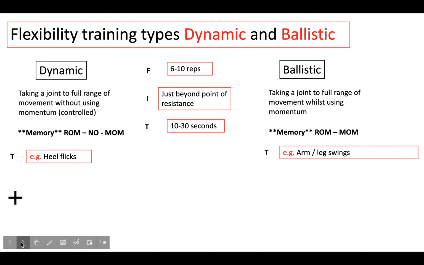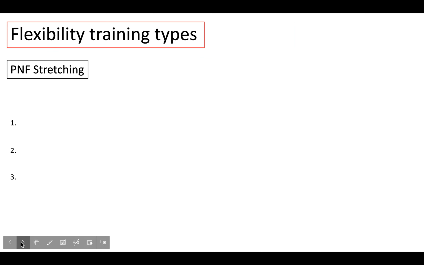Now, the advantage for dynamic is that it's controlled. Okay, so it's controlled, therefore it's less risk of injury to the connective tissue. A disadvantage to ballistic is the fact that it's not controlled, therefore there's higher risk of injury to the connective tissue. So please get those notes down.